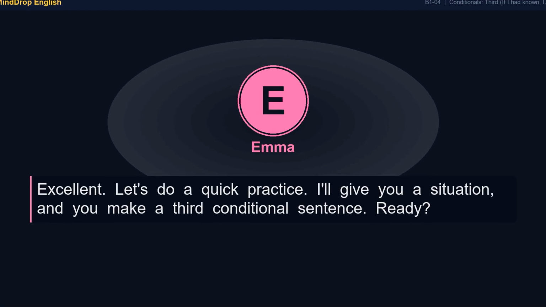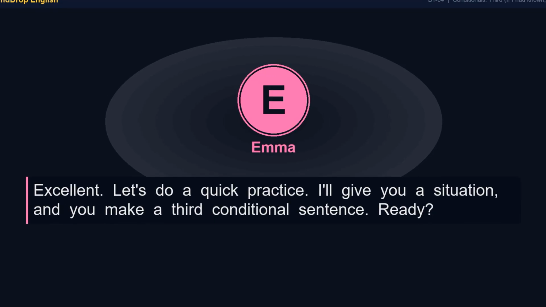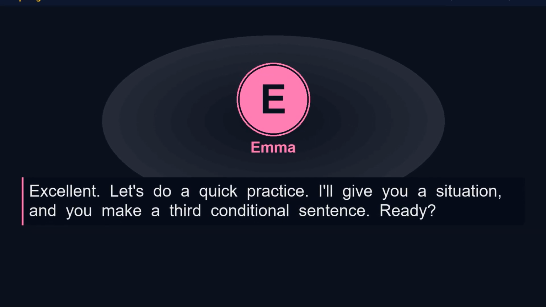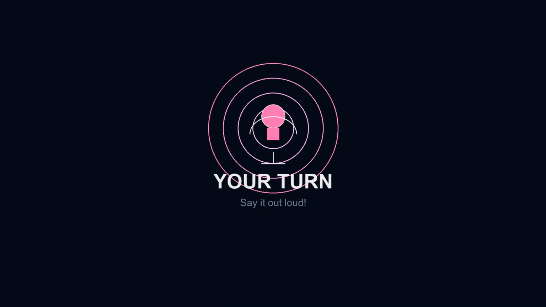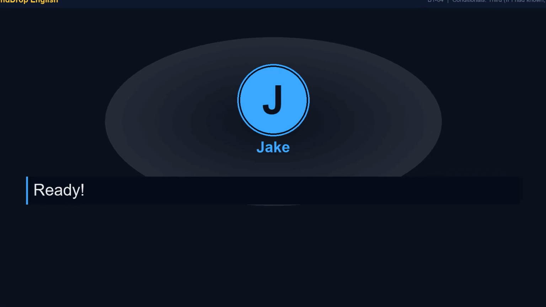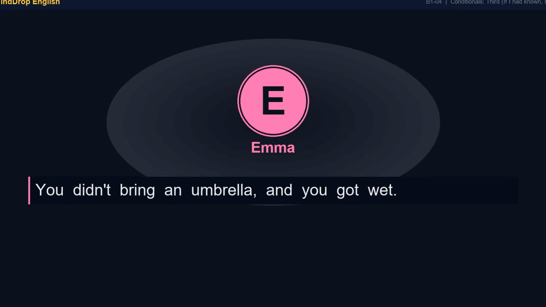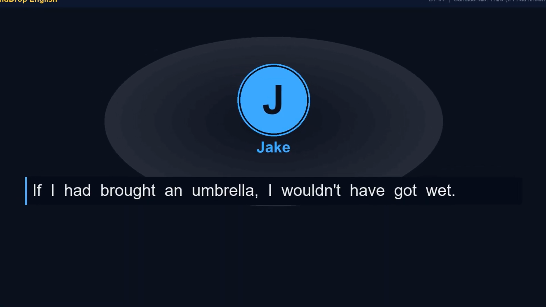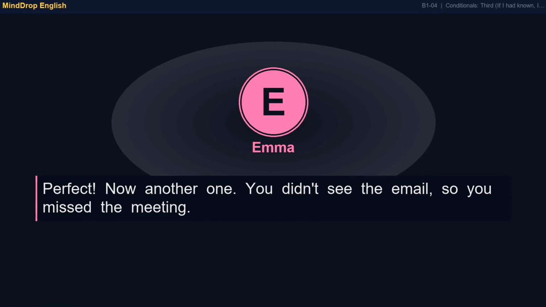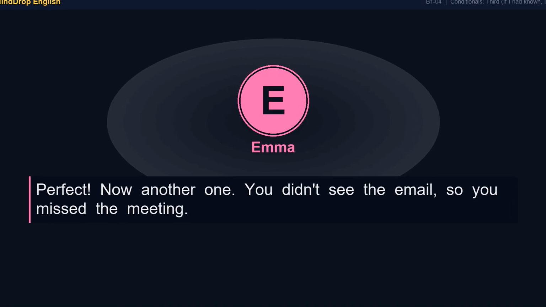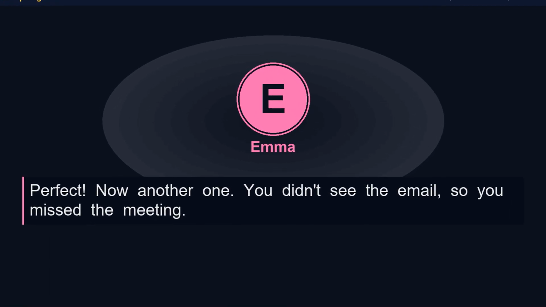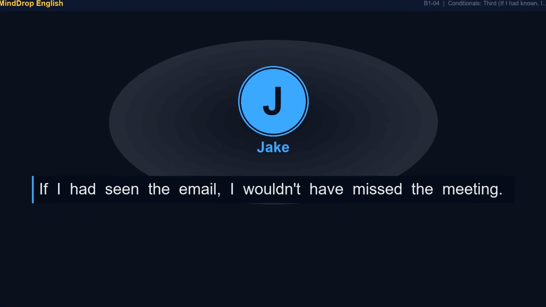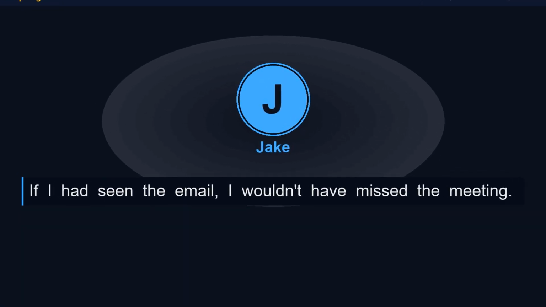I'll give you a situation, and you make a third conditional sentence. Ready? Ready. You didn't bring an umbrella, and you got wet. If I had brought an umbrella, I wouldn't have got wet. Perfect. Now another one. You didn't see the email, so you missed the meeting. If I had seen the email, I wouldn't have missed the meeting.